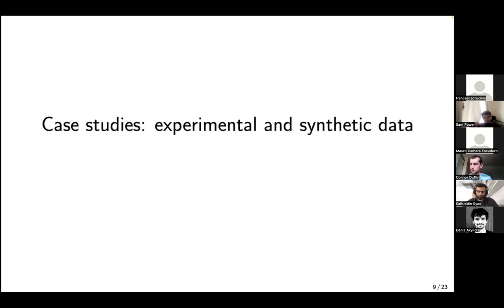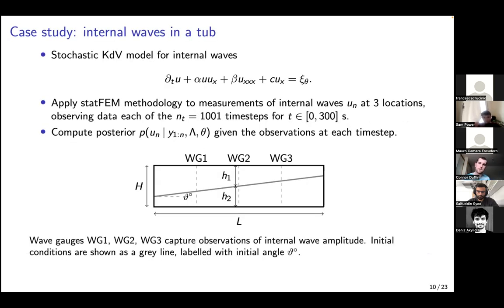So now I'm going to go through various case studies. The first one I'm going to talk about is an internal wave study that was conducted about 20 years ago now, at my home university, the University of Western Australia. Inside of this, we assume that there is some stochastic KdV model that is modeling the flow inside of basically an acrylic tank. It's a fairly wide tank, about 6 meters long and 30 centimeters deep.